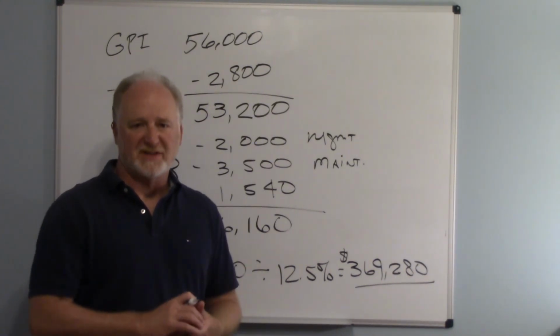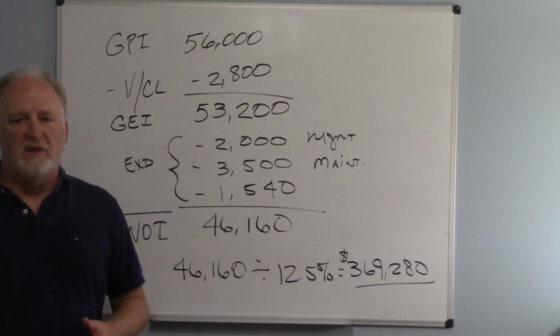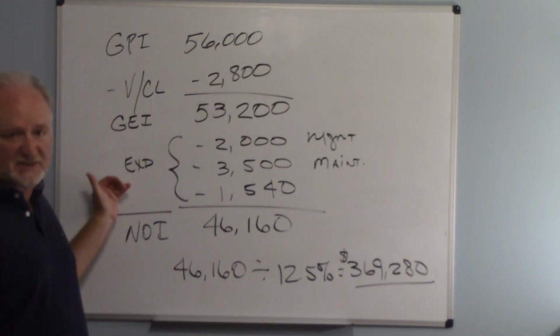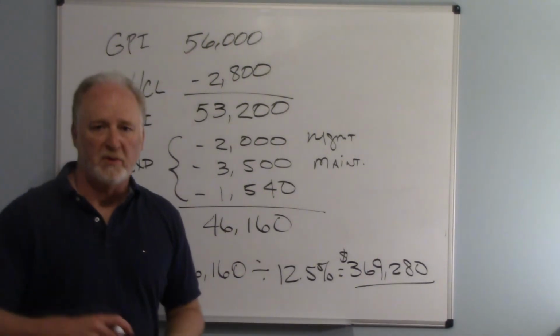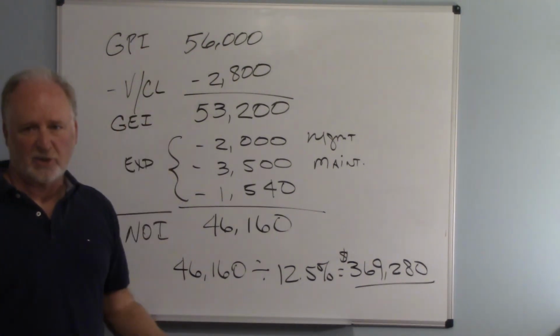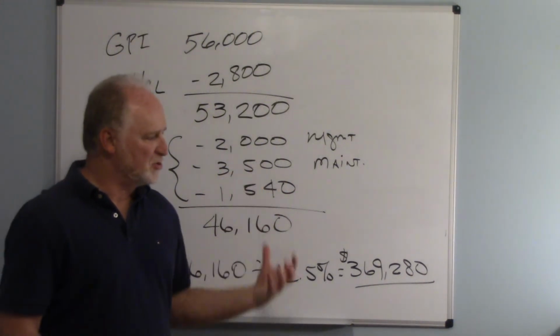And the way we might ask you a question like this on the exam is we could say, what's the formula for net operating income? And the answer is going to be gross effective minus expenses. If we asked you what the formula was for gross effective, it would be gross potential minus vacancy and credit loss. Do you see how we can make multiple questions off of that? There's your income approach.